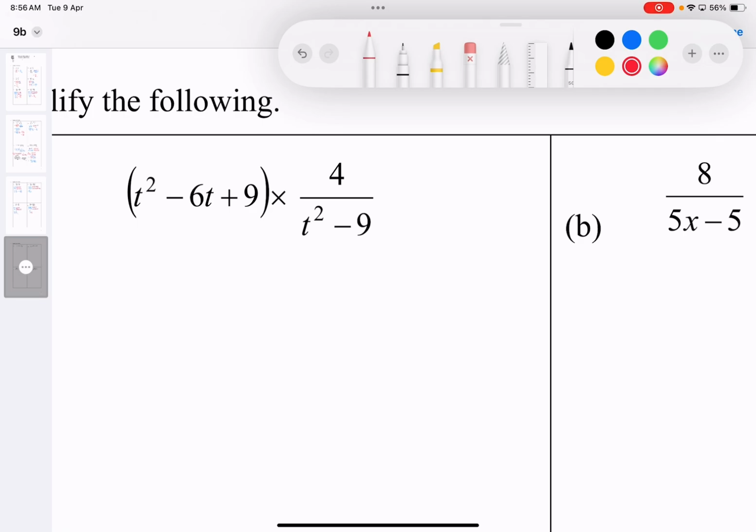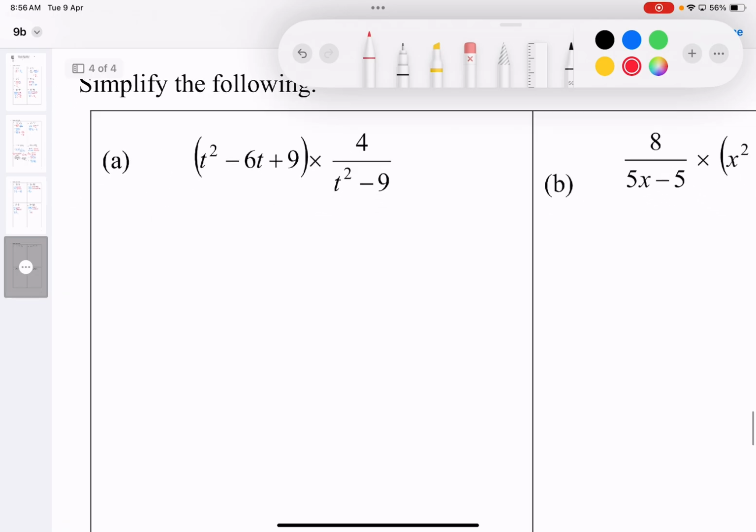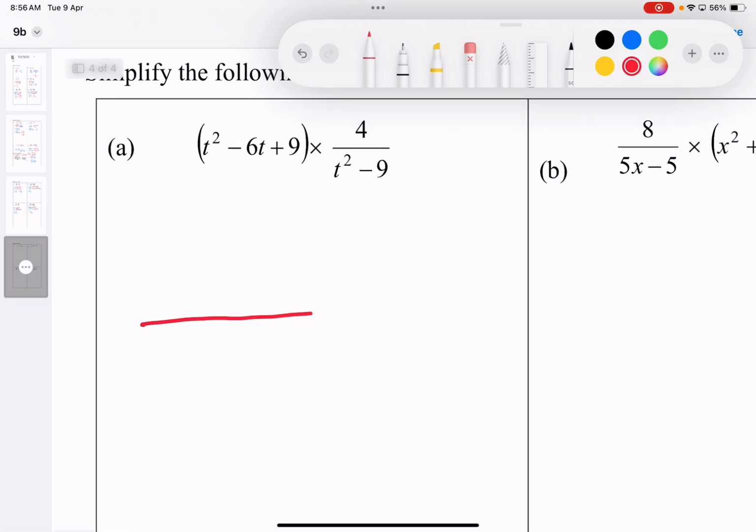When you have three terms, how do you factorize? This one, you have to use your ladder method. You still remember? Okay, if you've forgotten, let's do it together. T square, I write it here. 6t, I put it over here. The one that doesn't have any alphabets, I put it in the middle.